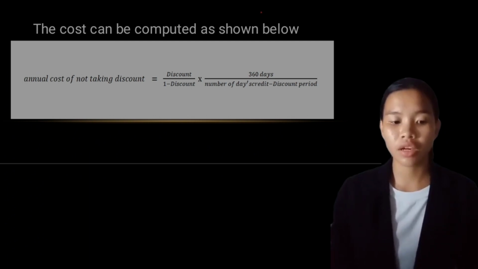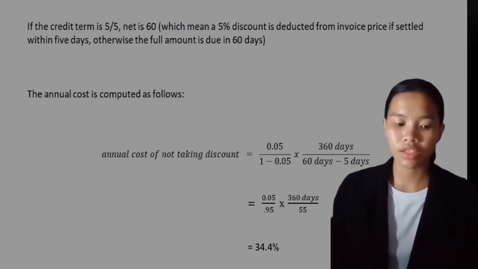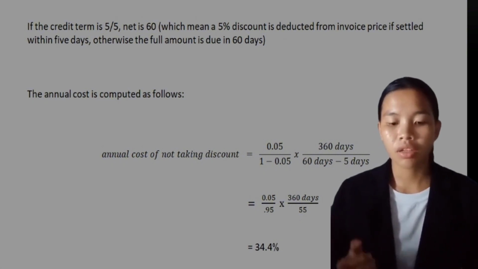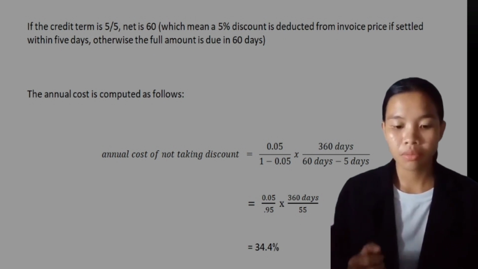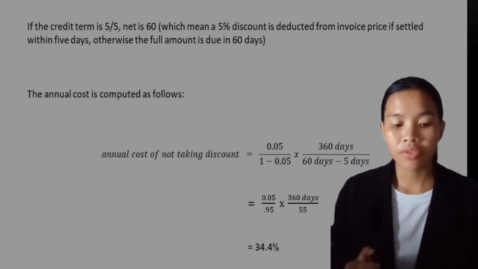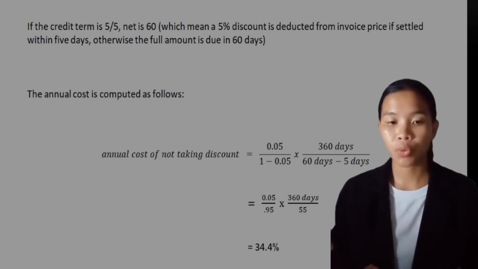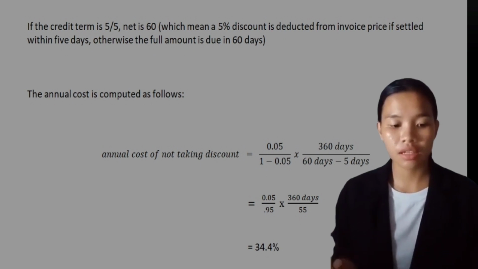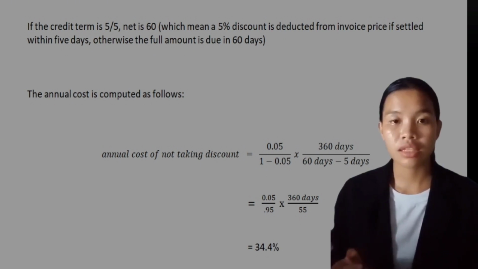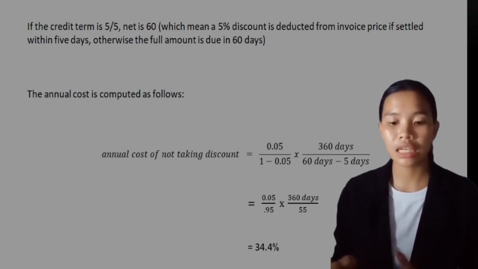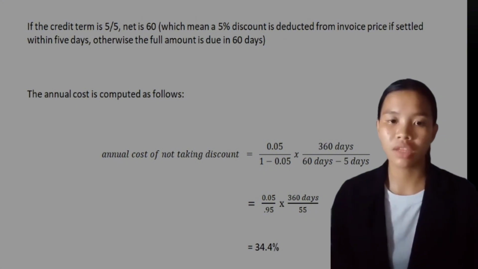So here's the formula of the cost of trade credit. The annual cost of not taking the discount equals discount over 1 minus discount, times 360 days over the number of days credit minus discount period. So the discount is equal to 5%, and the number of days equals 60 days, and the discount period equals 5 days. And also the 360 days and 1 are also given.